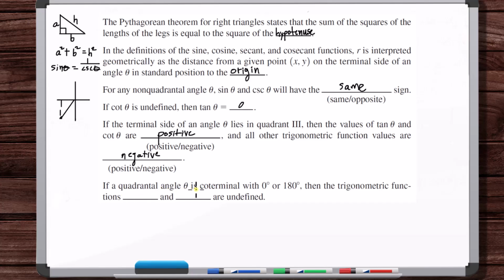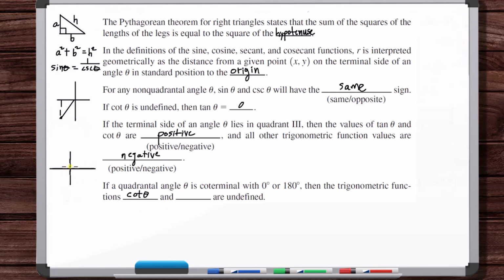If a quadrantal angle theta is coterminal with 0 degrees or 180 degrees, then which trigonometric functions are undefined? Well, we just talked about this. If you're coterminal with 0 or 180, that means it's an angle that lies along the horizontal axis. In that case, when you think about the right triangle, the y value is 0. So for which trigonometric functions are we dividing by the y value? Tangent is opposite over adjacent, which is dividing by the x value. So cotangent, you're dividing by the y value.